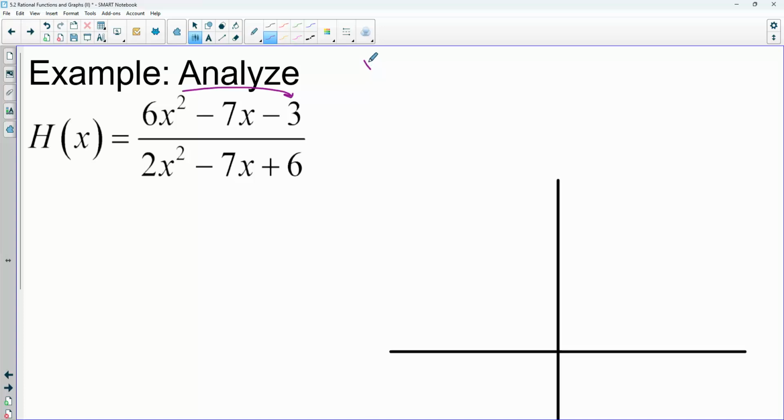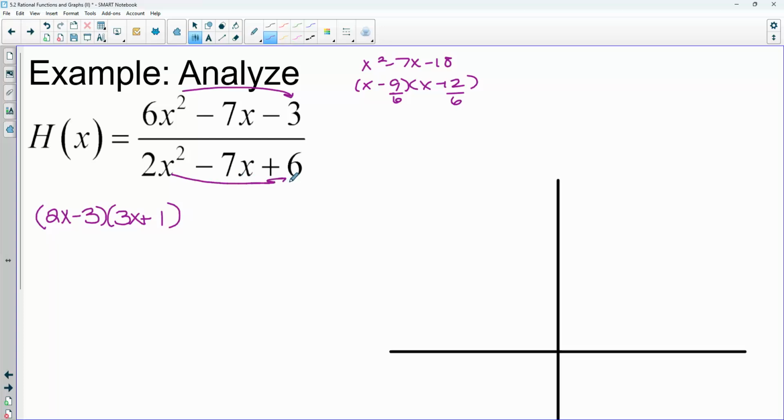So 7x minus 18. That's x minus 9, x plus 2. Divide the 6. 2x minus 3, 3x plus 1. Bottom, we also have to slip and slide.